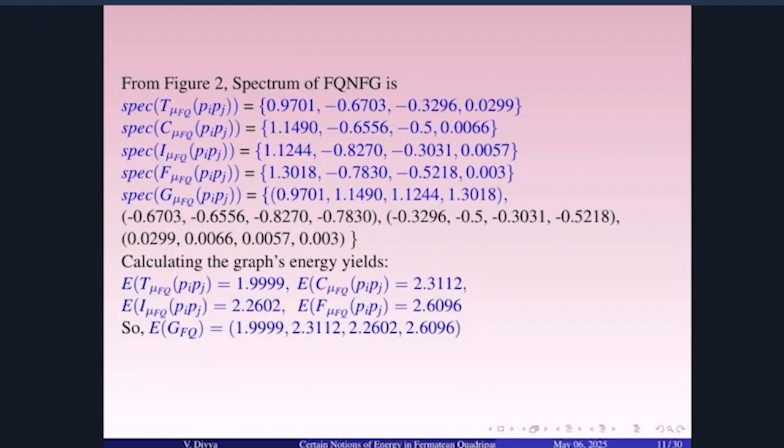To find energy, first we have to find the adjacency matrix of this graph, and using that adjacency matrix, we have 4 different values: truth, contradiction, ignorance and falsity. Taking all these values, I used Python code to find the eigenvalues, and summing the eigenvalues gives the energy. So finally, I got the energy of truth as 1.9, energy of contradiction as 2.3, energy of ignorance as 2.26, and energy of falsity as 2.6.